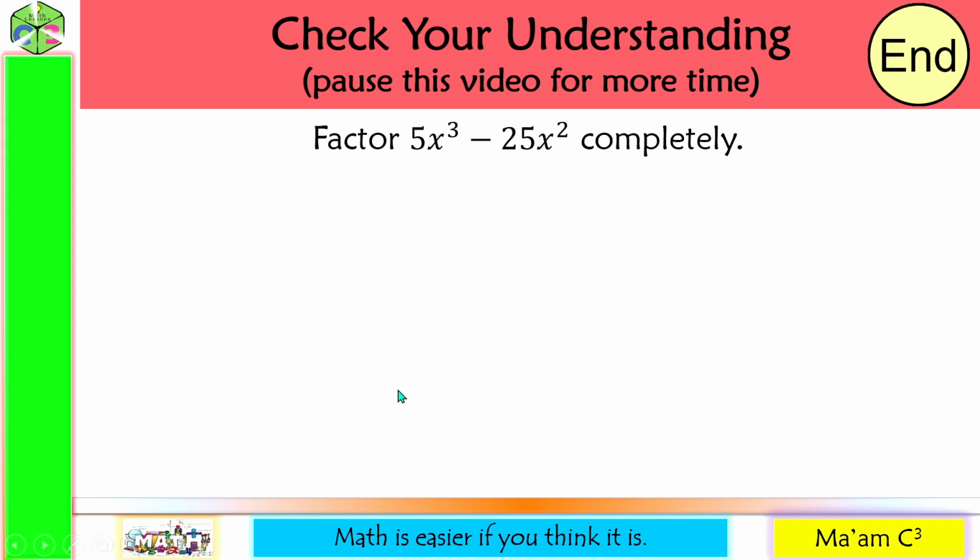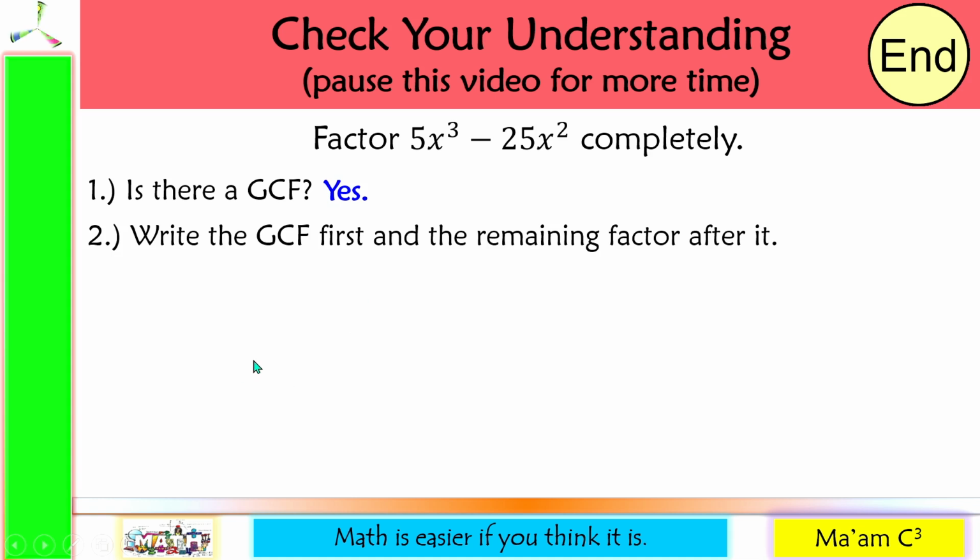So first question, is there a GCF? Is there a common term that we can factor out from these two? 5 and 25, we can factor out 5. X cubed and x squared, we can factor out x squared. This is the one with the lesser exponent. So the answer is yes. So if the answer is yes, we're going to write the GCF and the remaining factor after it. Again, 5 and 25 are both divisible by 5, so let's factor out 5. For x cubed and x squared, we're going to choose the one with the lesser exponent, so that would be x squared.